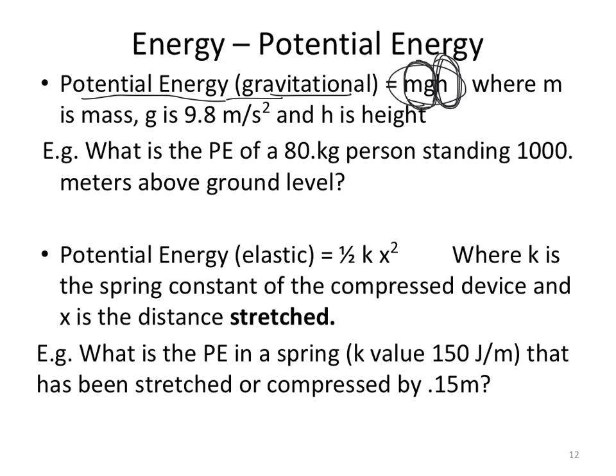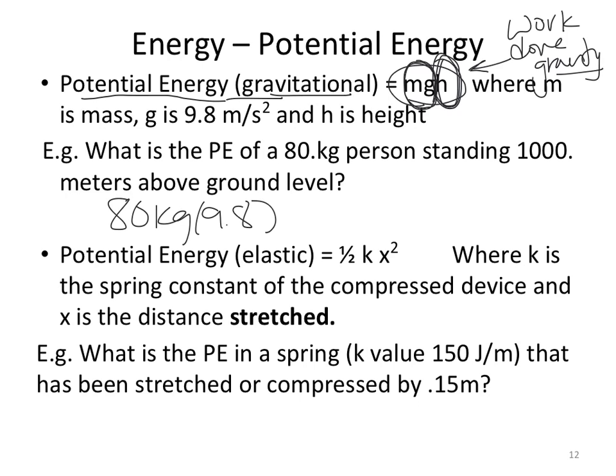Okay, and just make a note of that. This is the work done by gravity. Another way to talk about this is gravitational potential energy, where m is mass in kilograms. All right, so we could say, what is the potential energy of an 80 kilogram person standing 1,000 meters above ground level? Well, we'd say 80 kilograms times 9.8 times 1,000 meters.